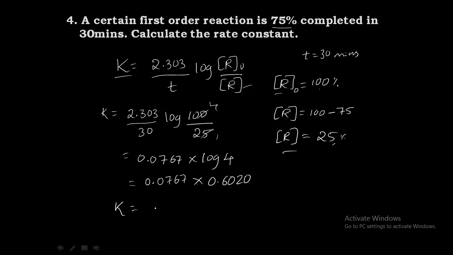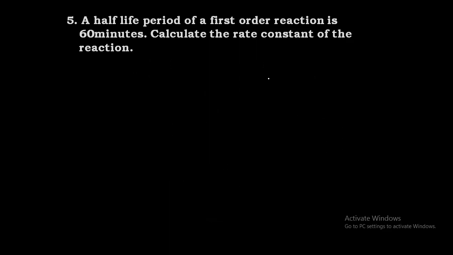So how much you will get? K is equal to 0.046 per minute. Here time is given in minutes. Thus the value of rate constant is 0.046 per minute. That is the unit of rate constant. Okay. So this is how we solve based on the integrated rate equation. Next one. A half-life period of a first order reaction is 60 minutes. Calculate the rate constant of the reaction. So here they have given half-life period.